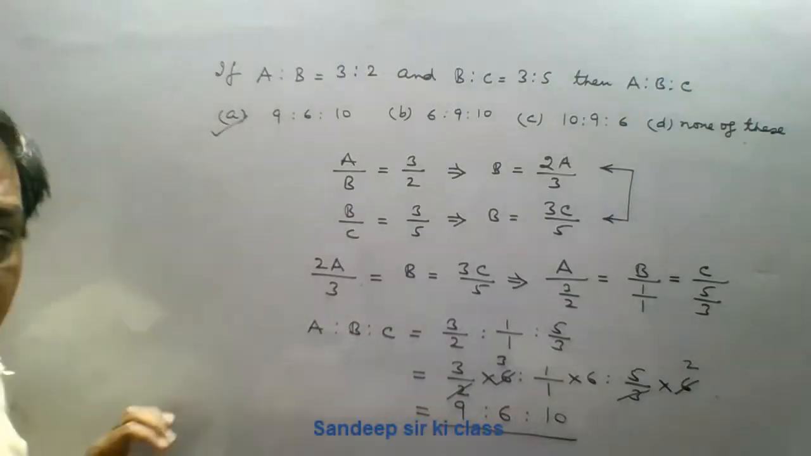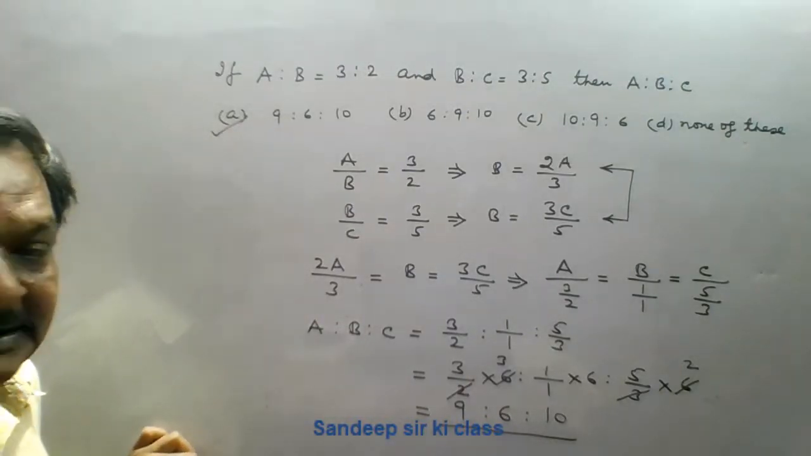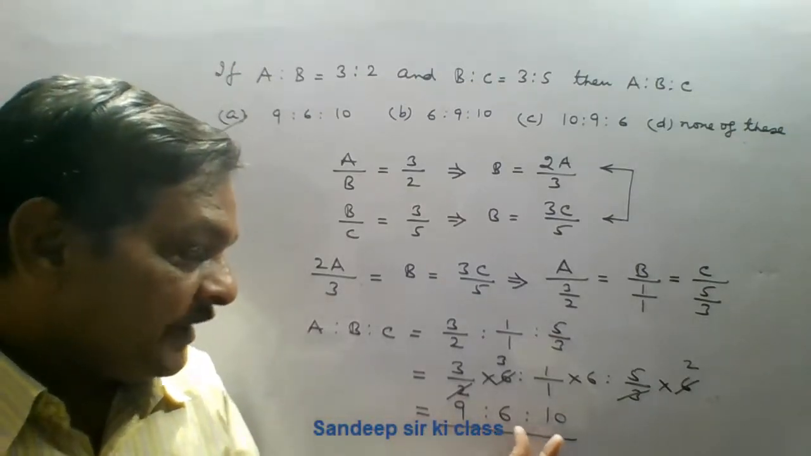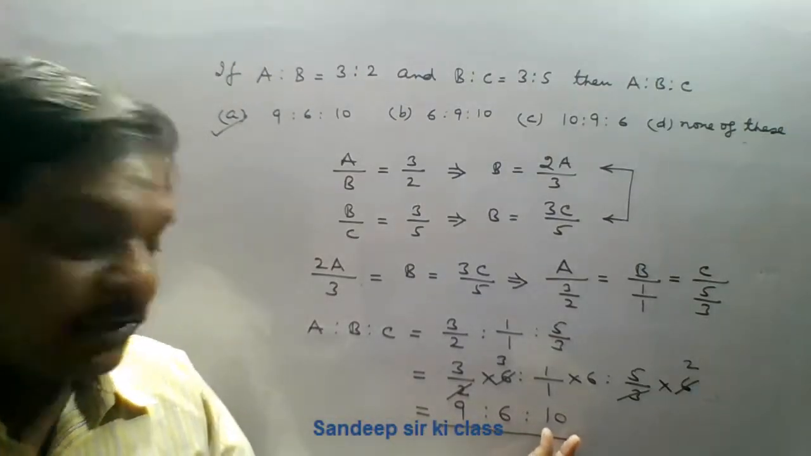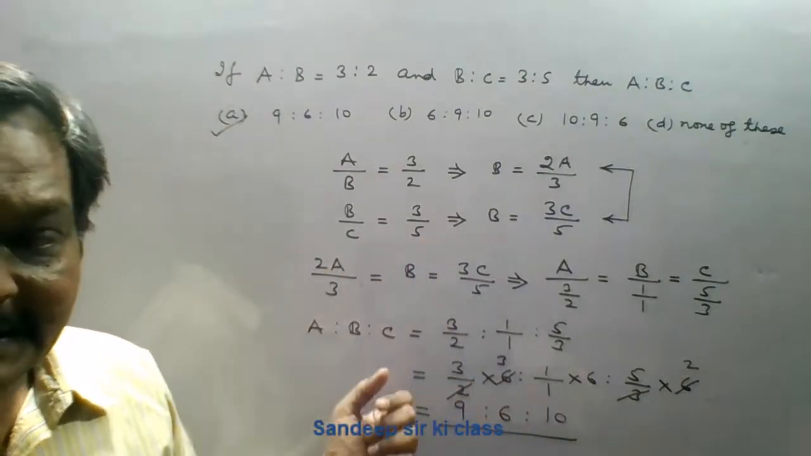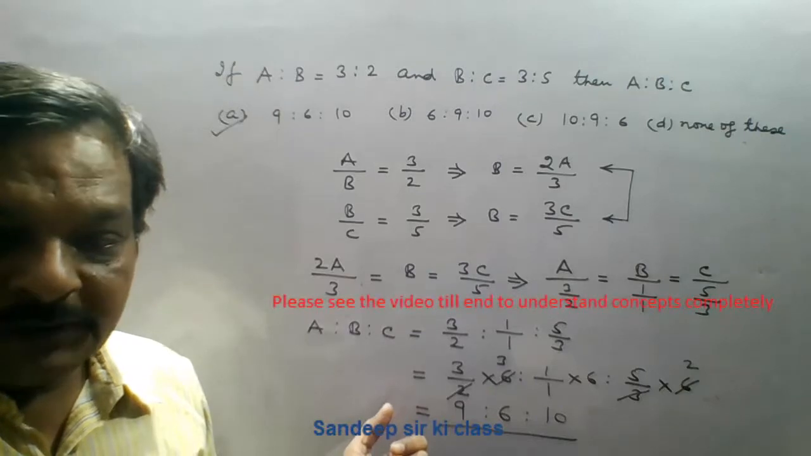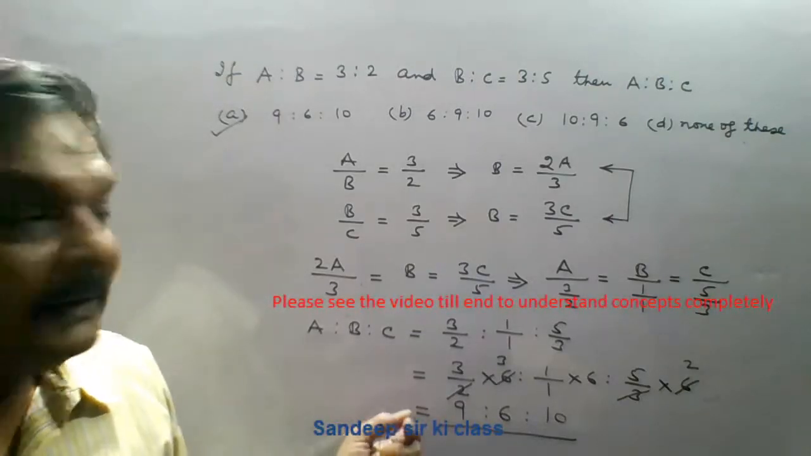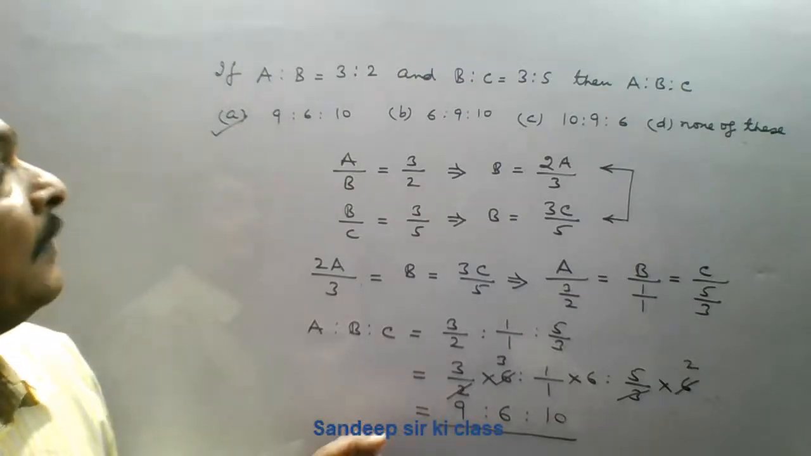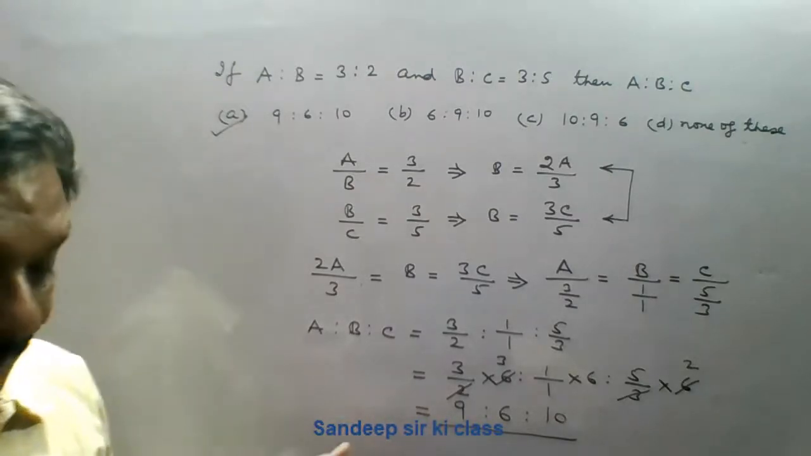So, by any of the methods we calculate, we get the ratio A : B : C is 9 : 6 : 10. So, we find that probably the first method is the simplest. Now we will move to the next problem.